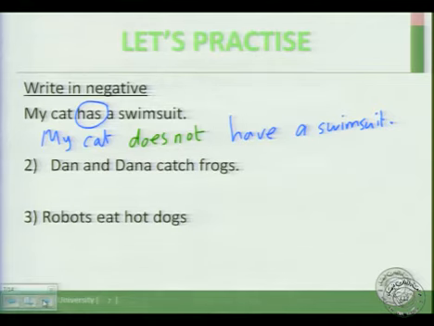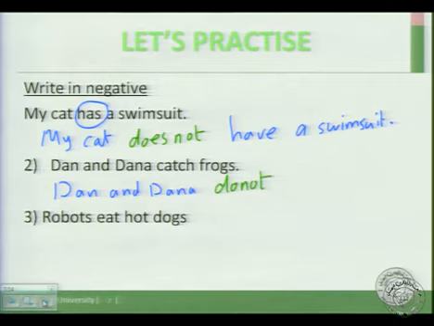Dan and Dana catch frogs. So what is the subject here? Dan and Dana. Do we have one or two persons? Yes, two persons. So we use what? Do. Do not catch frogs. Full stop. The end of the sentence.